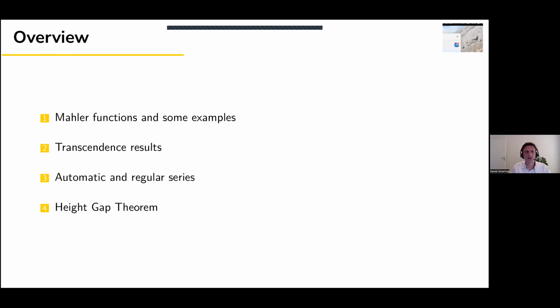So what I want to do is first recall or introduce the definition of Mahler functions and give some examples. And then these Mahler functions come up in two contexts basically. The first is in transcendence results and transcendence theory. And the second one is in connection with theoretical computer science, in connection with automatic and k-regular series. And I want to talk about that briefly. And then in the final section, I will actually get to the theorem that we proved.